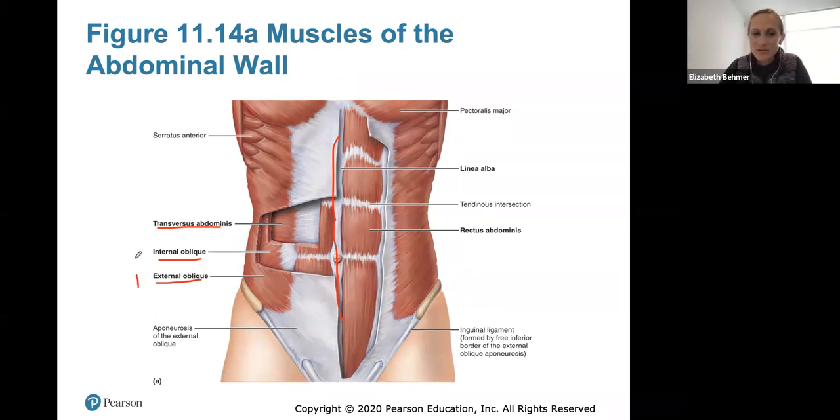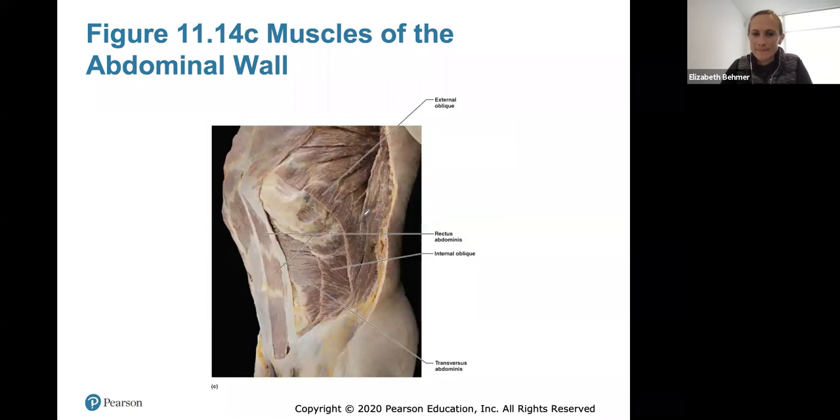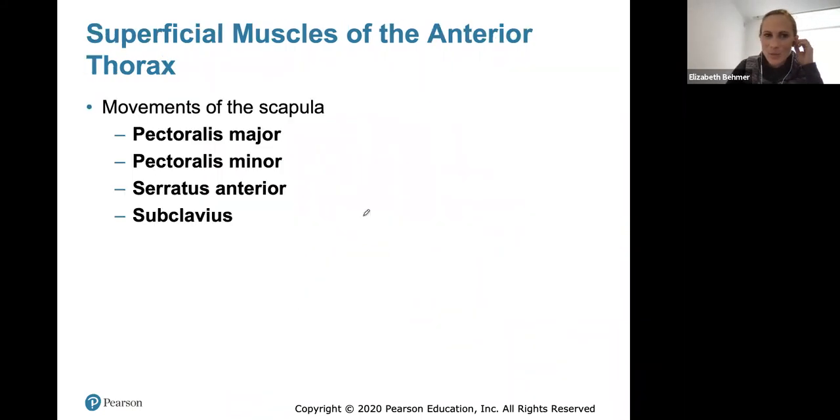So going from superficial to deeper, we have 1, 2, and 3. This is a great way to see those layers, and then how the rectus abdominis is in the center, connected by the linea alba. And these are the 3 layers of the muscles of the abdominal wall.